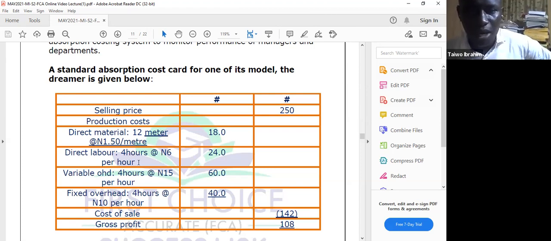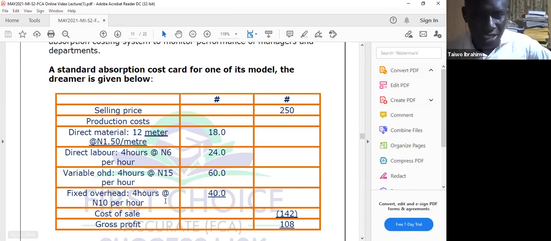Now the direct labor cost is 4 hours. They say they will use 4 hours to produce one of the products. And the rate per hour is 6 naira, which is 24 naira. Now the variable overhead is 4 hours also at 15 naira per hour. That's 15 times 4, 60 naira.